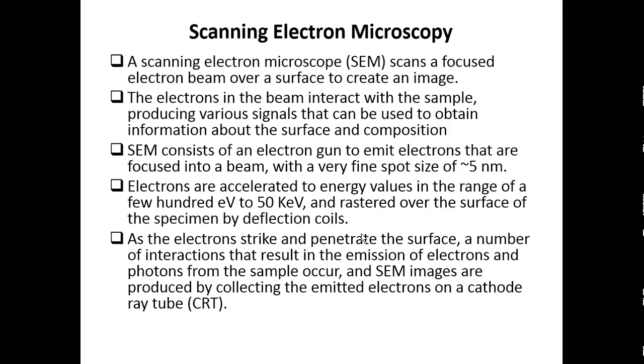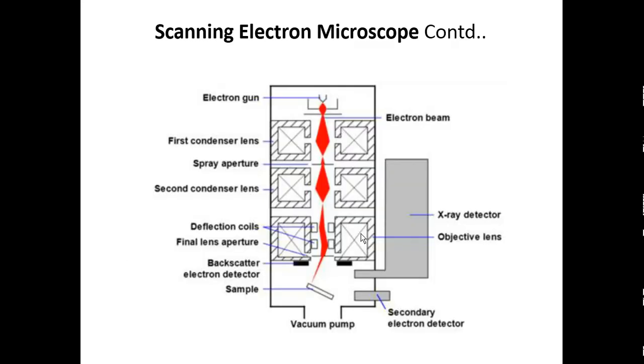Very similar to that one. Here also the beam is scanned over the surface and rastered over the surface of the specimen by deflection, and this rastering takes place with the help of deflection coils. I will show you this one. This is the basic structure.